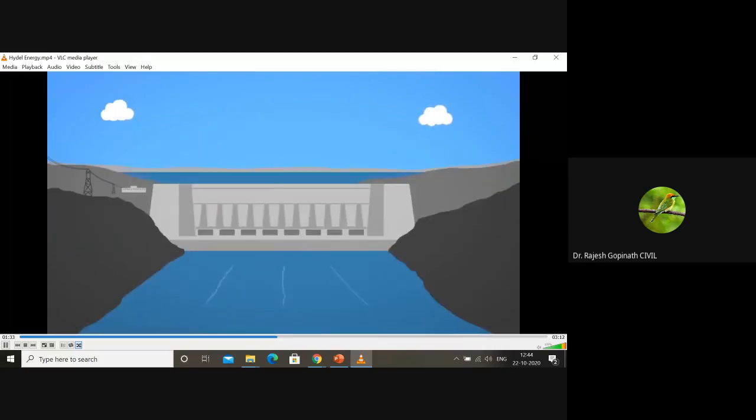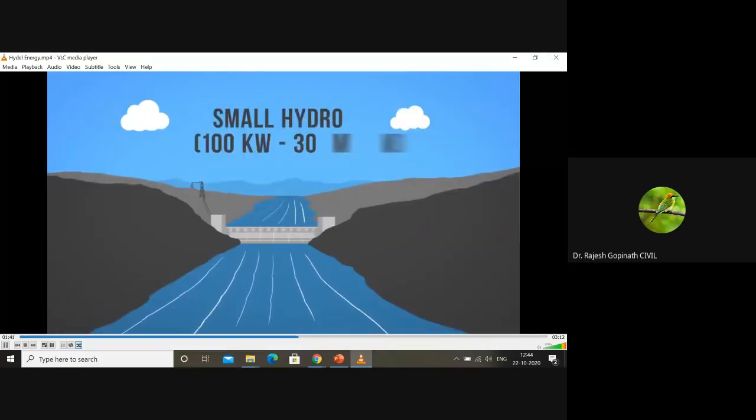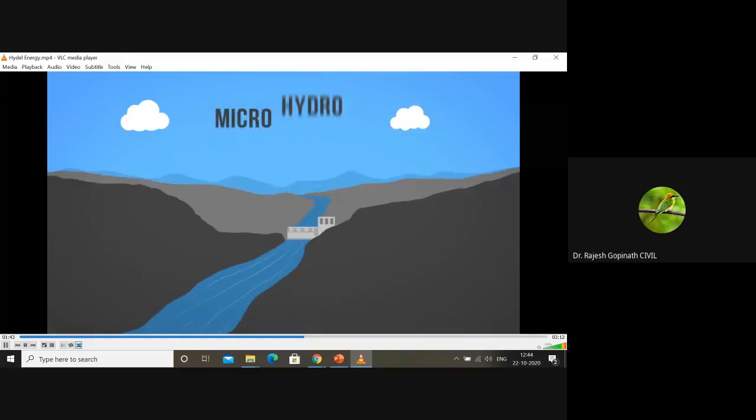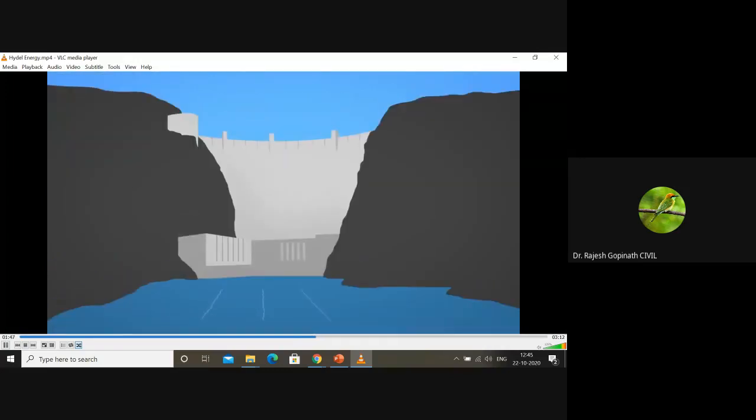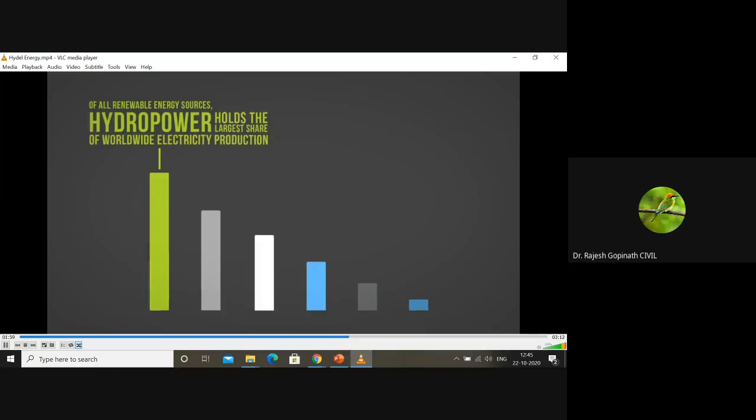There are various sizes of hydro plants that produce electricity. Large hydro, greater than 30 megawatts, small hydro, 100 kilowatts to 30 megawatts, and micro hydro, less than 100 kilowatts. The Hoover Dam in the United States is a whopping 2,074 megawatts, which is enough to serve 1.3 million people. Of all renewable energy sources, hydropower holds the largest share of worldwide electricity production.